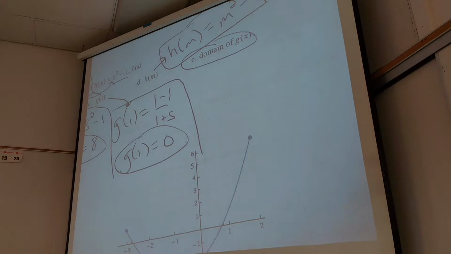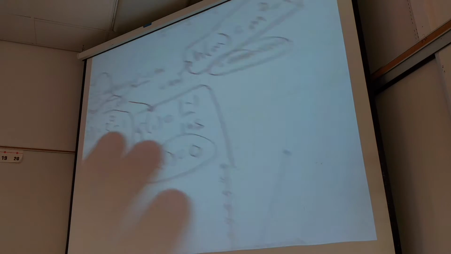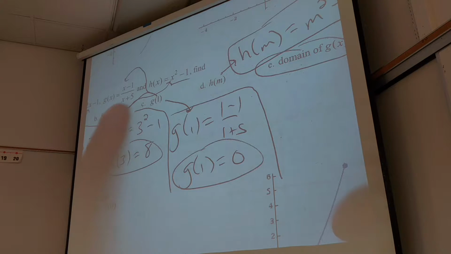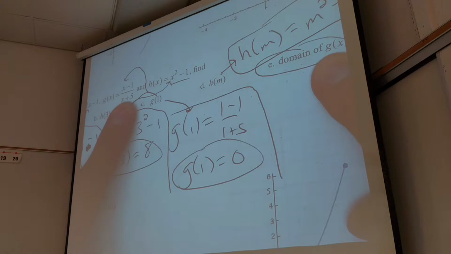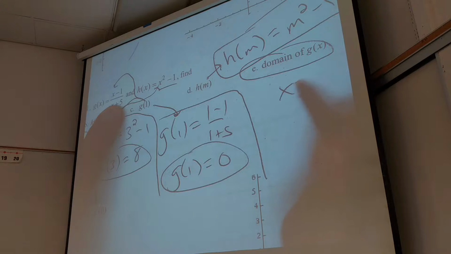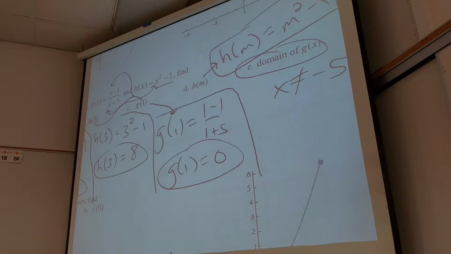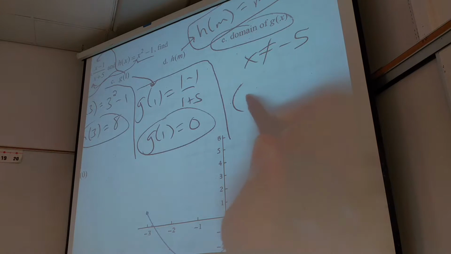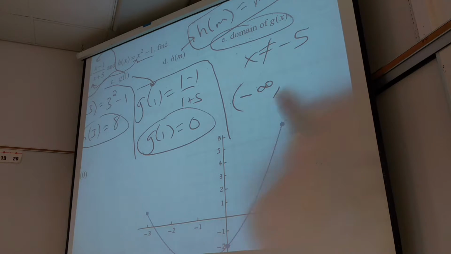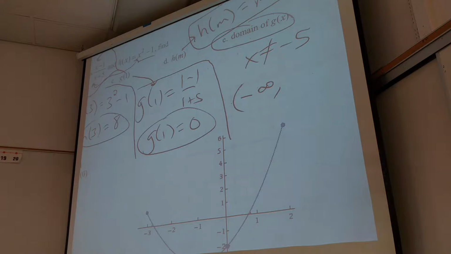But remember, domain is what? It's all the values I can use for X. So I'm going to be a little more specific now. What's the one value of X I can't use in the G function? Negative 5. So I know before I said you could just write all real numbers except negative 5. Good, I like it, but even better is what we're about to do. In interval notation, I would go all the way from negative infinity and I would have to stop at negative 5.